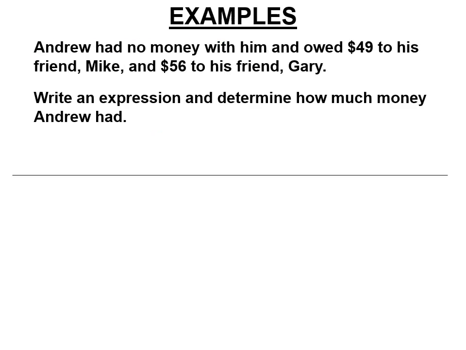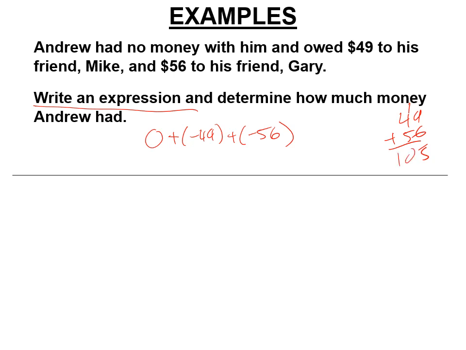Andrew had no money with him. He had 0. And he owed 49 to his friend Mike, and he owed 56 to his friend Gary. Write an expression. So that's the writing of the expression. All right, it's asking for that. That's part of the answer. And determine how much money Andrew had. Well, he had less than 0 because he owes a bunch of people money. And I'm adding them up there, right? I'm not subtracting them like the last lesson. So I'm getting 105. He owes $105. He's -105.